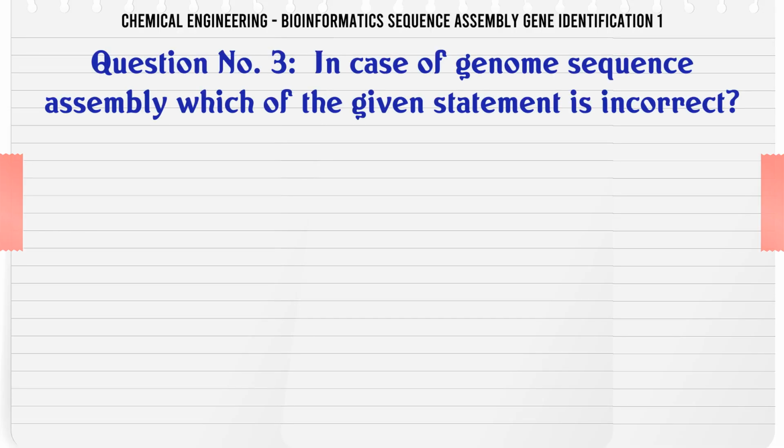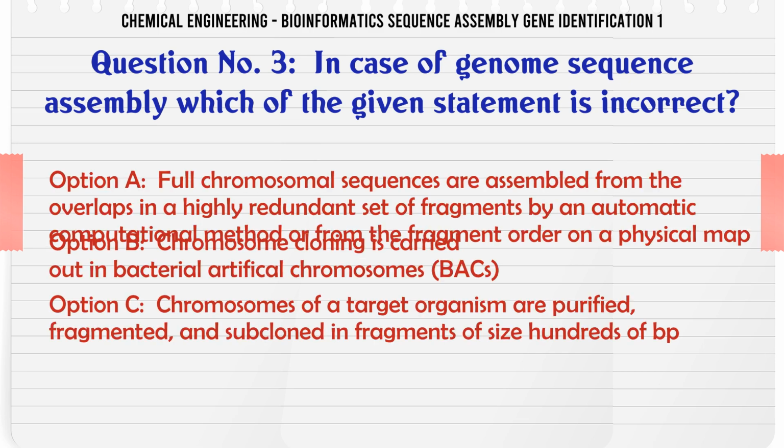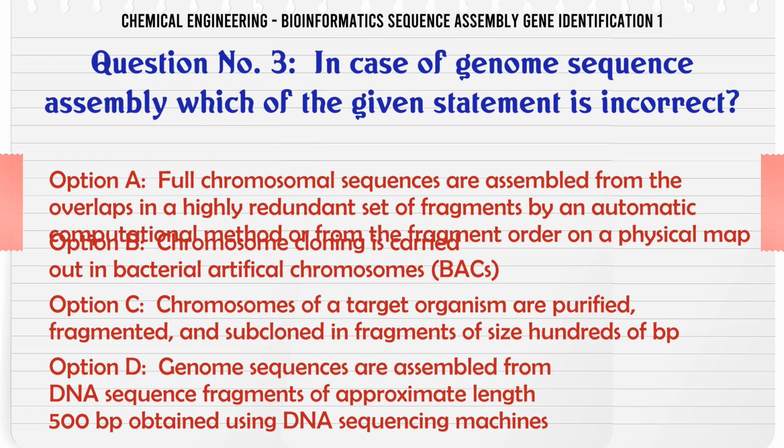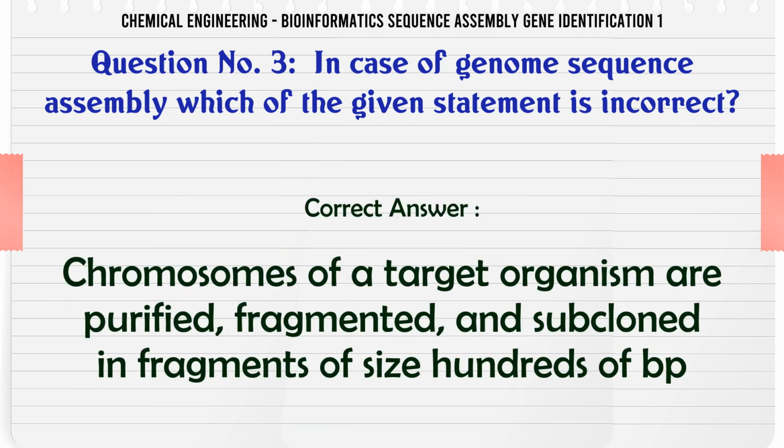In case of genome sequence assembly, which of the given statements is incorrect? A. Full chromosomal sequences are assembled from the overlaps in a highly redundant set of fragments by an automatic computational method or from the fragment order on a physical map. B. Chromosome cloning is carried out in bacterial artificial chromosome banks. C. Chromosomes of a target organism are purified, fragmented, and subcloned in fragments of size hundreds of bp. D. Genome sequences are assembled from DNA sequence fragments of approximate length 500 bp obtained using DNA sequencing machines. The correct answer is chromosomes of a target organism are purified, fragmented, and subcloned in fragments of size hundreds of bp.